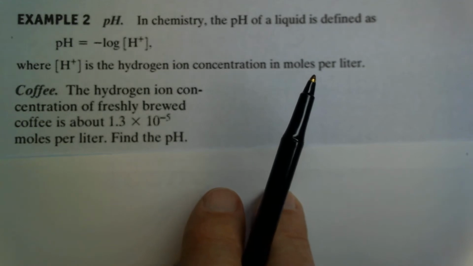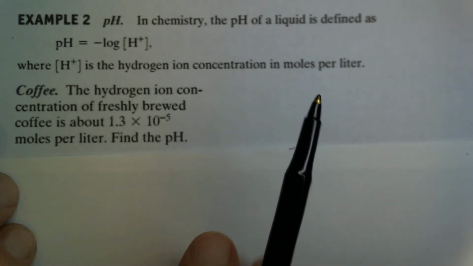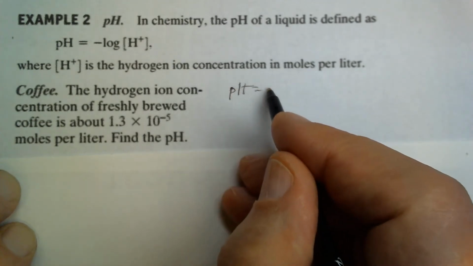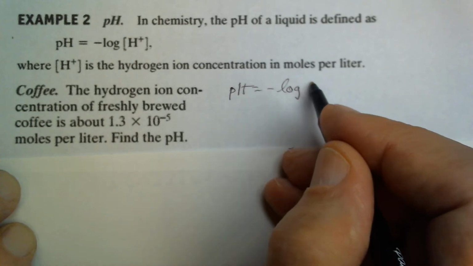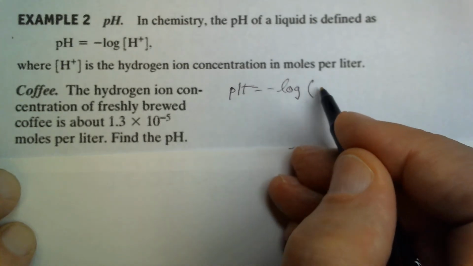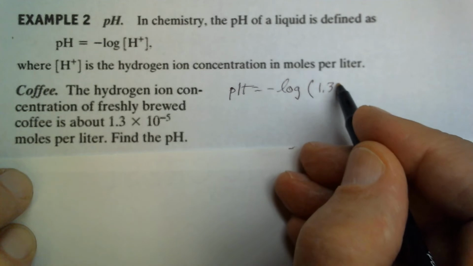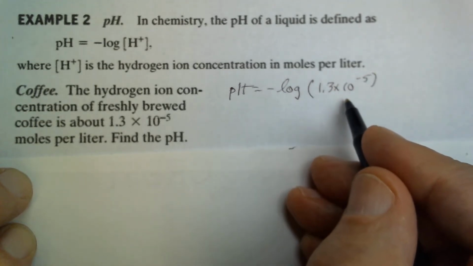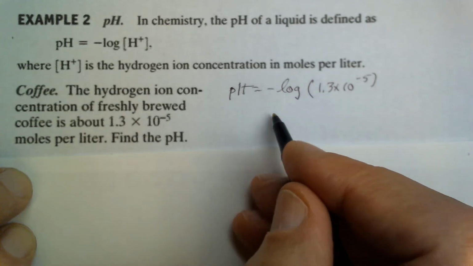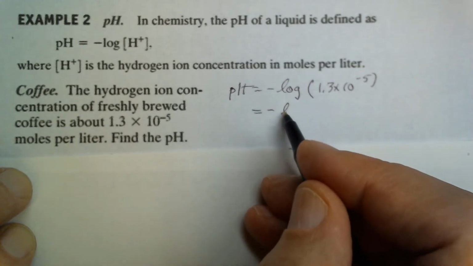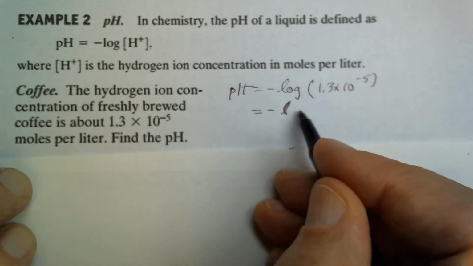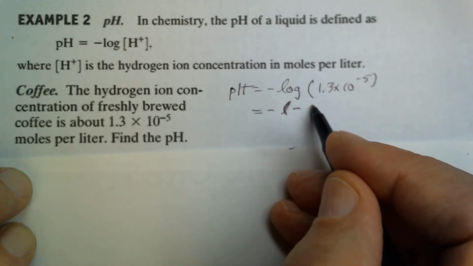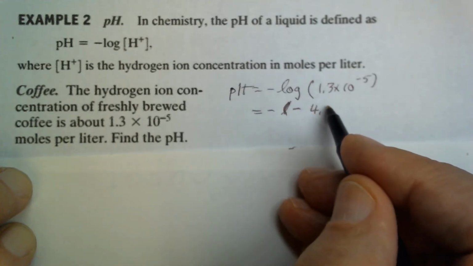So using the above definition, we can say that the pH of freshly brewed coffee is equal to minus the log of 1.3 times 10 to the minus 5. And when we look up that log, the log of 1.3 times 10 to the minus 5 is approximately minus 4.886.